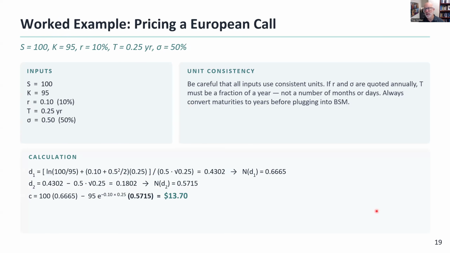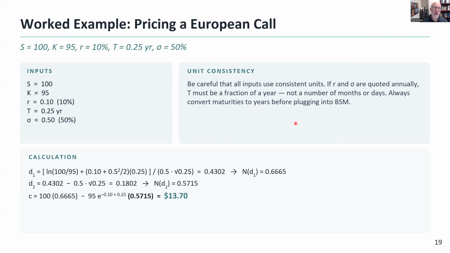Let's look at an example then, using all of our machinery here. Here's our setup. Input share price today is 100, strike price 95, risk-free rate is 10%, 3 months to maturity, and our volatility is high at 50%. Something to keep in mind, by the way: make sure your inputs are all consistent in terms of time. So, for example, if r, the risk-free rate, and sigma are quoted annually, which they usually are, then your T has to be a fraction of a year. It can be months or days or whatever.